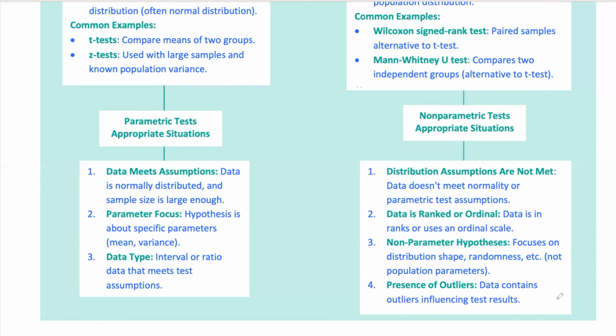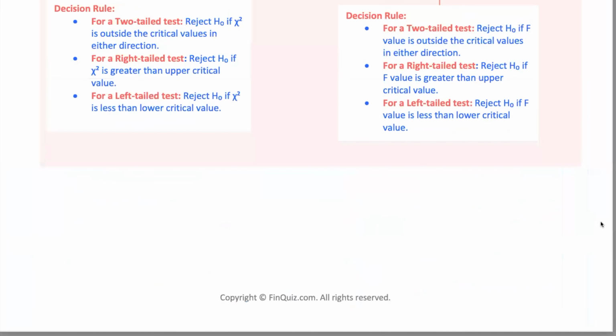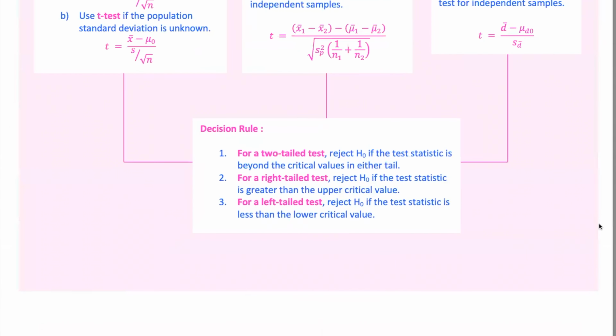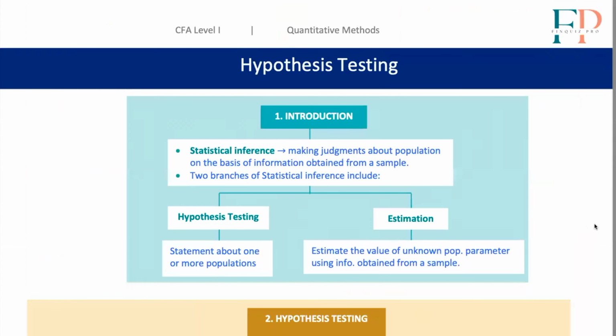That brings us to the end of today's lecture on hypothesis testing. Hypothesis testing is a fundamental tool in the CFA curriculum and in the world of finance. It helps us make informed decisions based on sample data and assess the validity of our assumptions. Understanding the steps, types of errors, and the differences between parametric and non-parametric tests is crucial for making sound investment decisions.